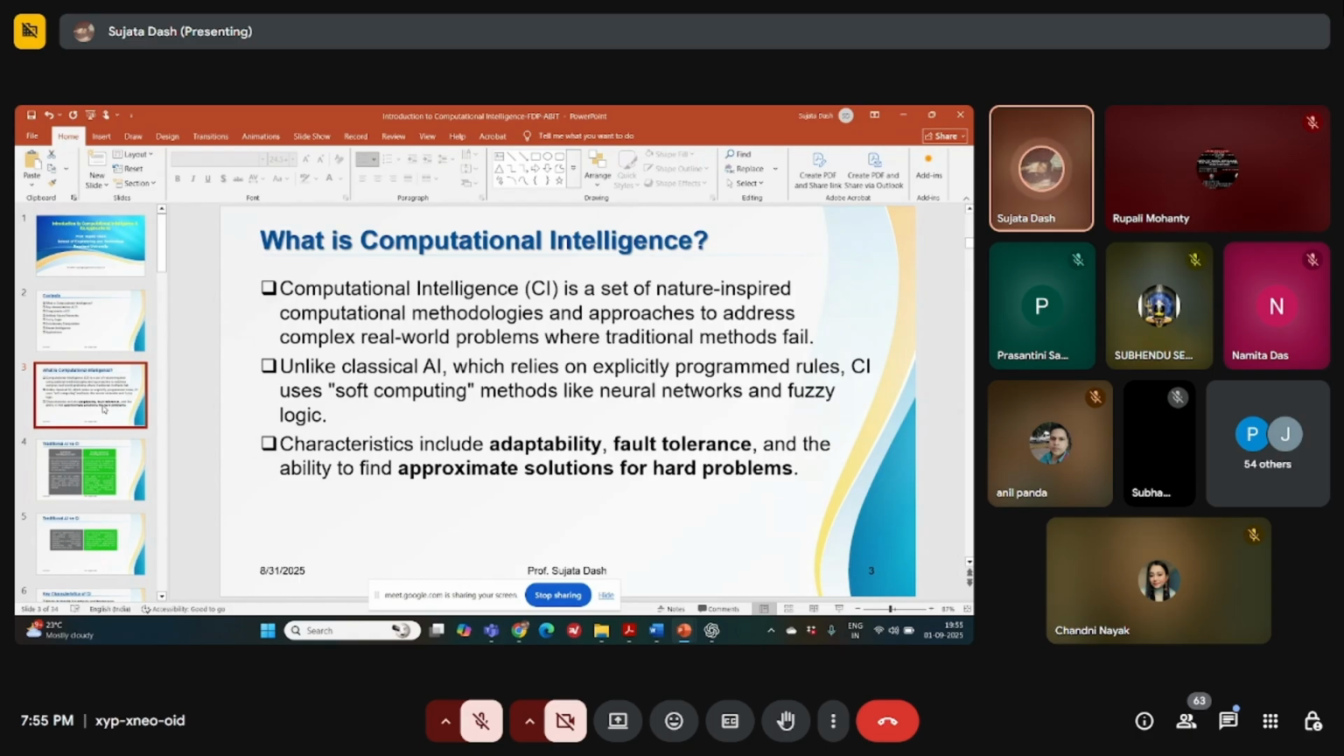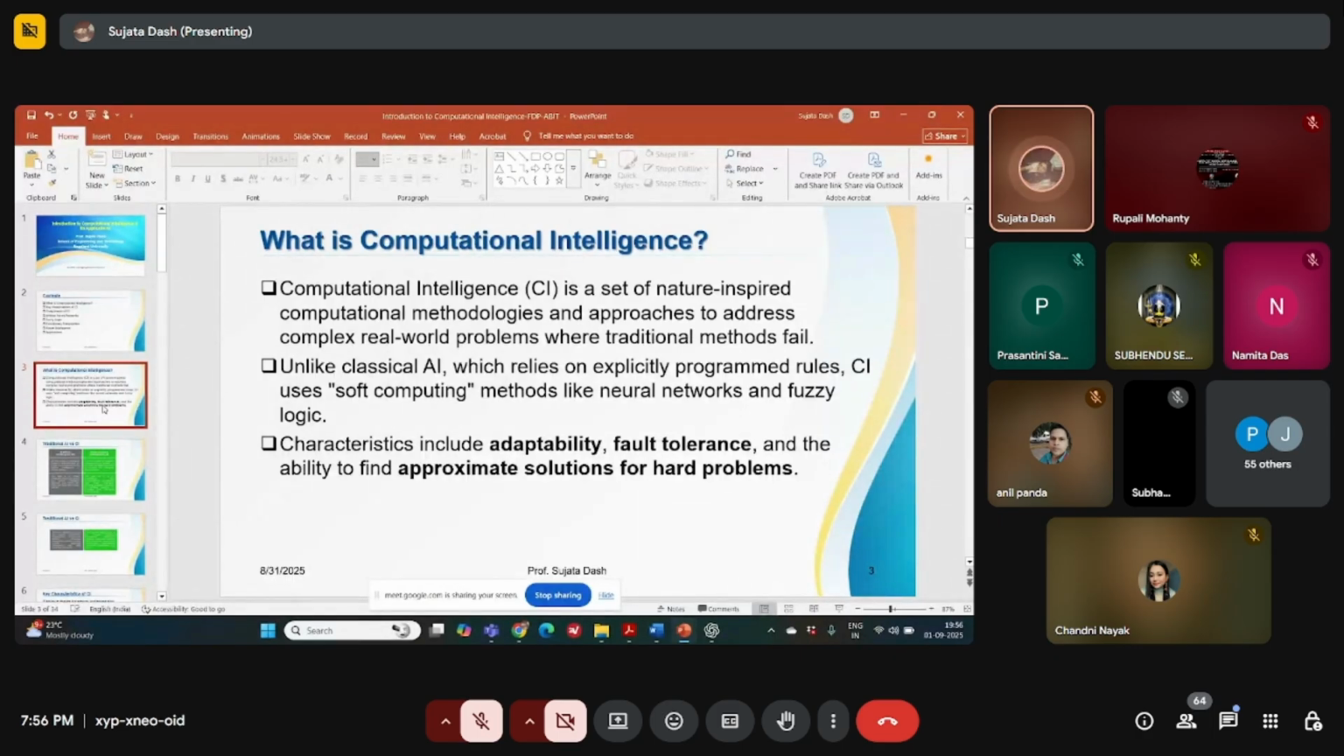It draws inspiration from biological processes, some from evolutionary processes, and some natural processes. For example, one of the CI techniques is neural networks, which is modeled after the human brain, as all of you know. Neural networks learn patterns from data and are especially powerful in recognition, prediction, and classification tasks.